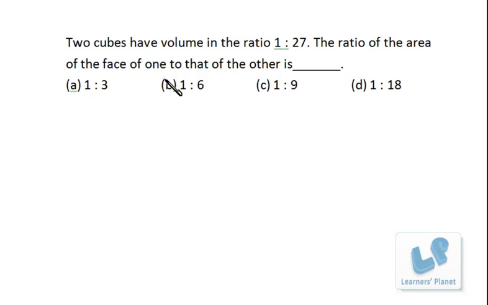Now, two cubes have volume in the ratio 1:27. The ratio of areas of one face of one to that of the other is. Friends, quite a simple problem. You don't have to touch even your paper and pen.